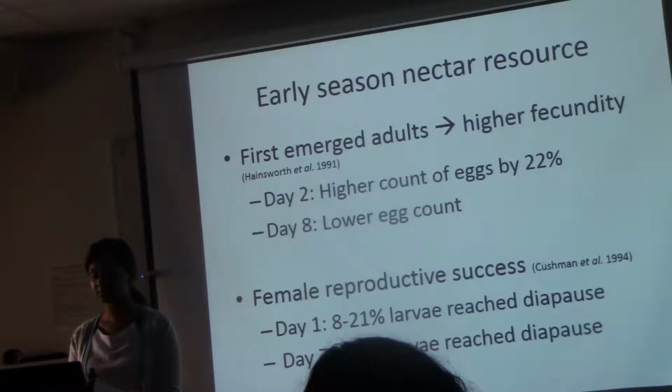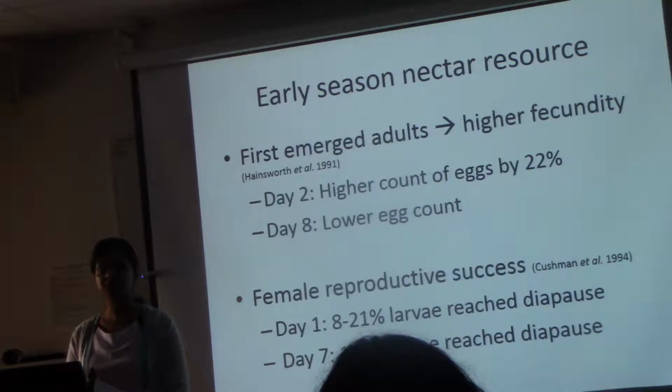Larval diapause rates. The results show that 8 to 21% of eggs laid by females emerging on the first day of the short 4-week flight time would produce larvae that reach diapause. Females emerging 7 days later produced only 1 to 5% of larvae that reach diapause.